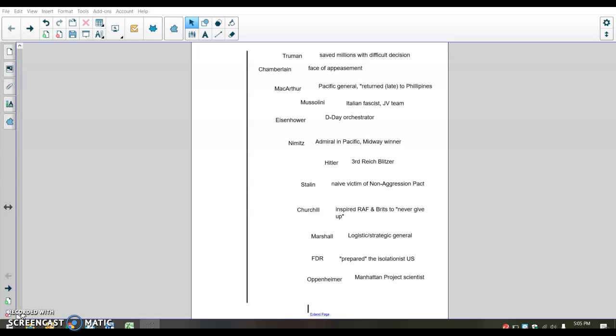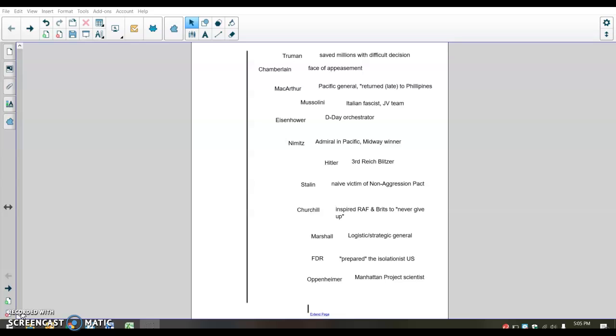Eisenhower was the D-Day planner and orchestrator. One of the reasons we elect Ike as president is he won the Super Bowl. Nimitz planned Midway, the turning point in the Pacific. Hitler was your Third Reich use of the Blitz. Stalin, the naive victim of the non-aggression pact that he signed with Hitler.